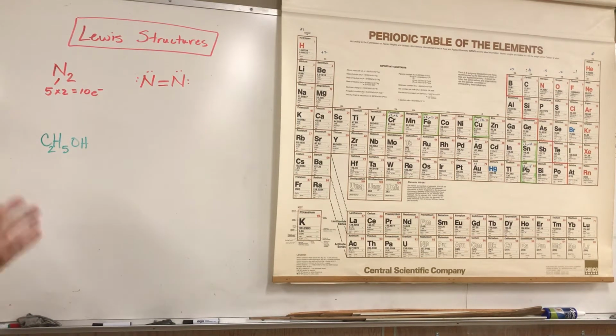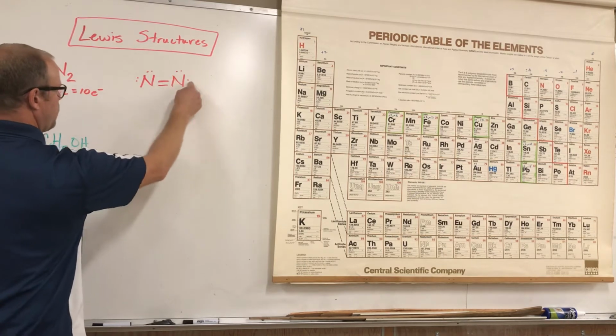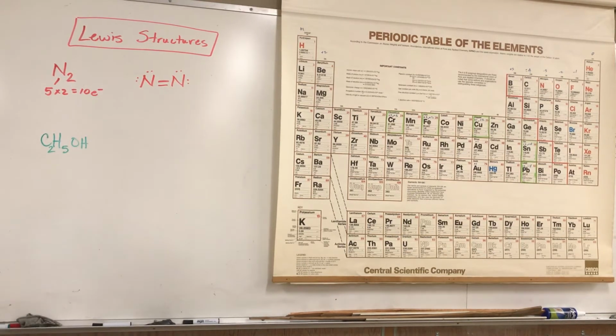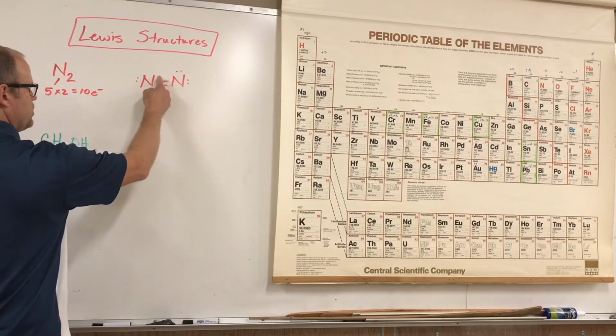Everything's happy. Let's double check our total. 2, 4, 6, 8, 10, 12. Dang it, I'm still over. I've still got 2 more electrons than really exist. So I've got to do this again. I'm going to get rid of a pair of electrons, but then I'm going to take this pair and share them in between.